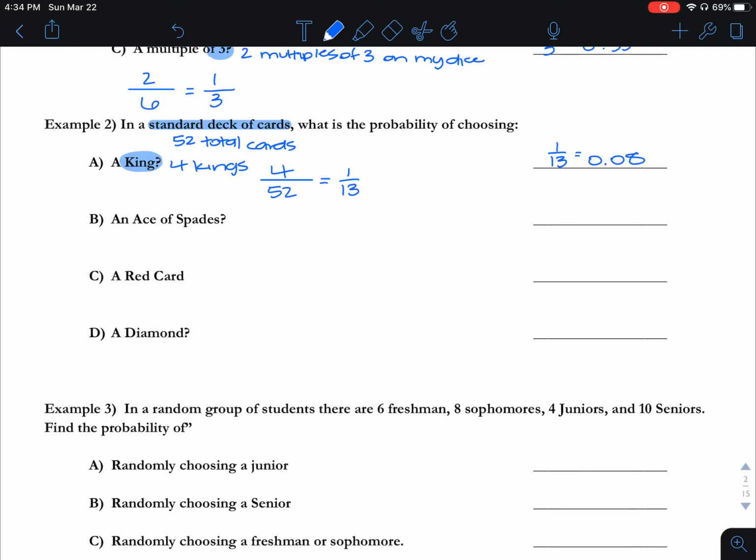Let's talk about the ace of spades. Well, how many ace of spades are there? We're looking for an ace, and it's got to have the suit of a spade. This is actually only one option. So then I can set up my proportion again. I have 1 is the amount that I could possibly have over my total, 52. In this case, I cannot simplify. So that is actually my answer. Again, if I plug it into my calculator, I get 0.02.